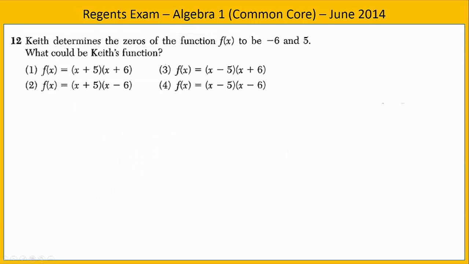In exercise 12, we're told that Keith determines the zeros of a function to be negative 6 and 5. What could Keith's function be? There's a couple of approaches you could take to solve this problem, and we'll look at both of them.